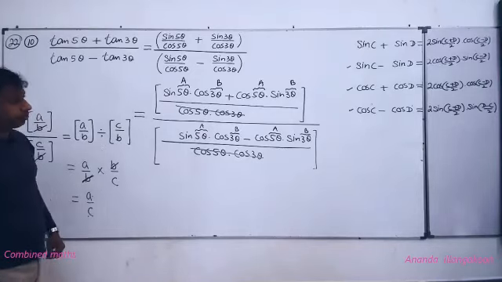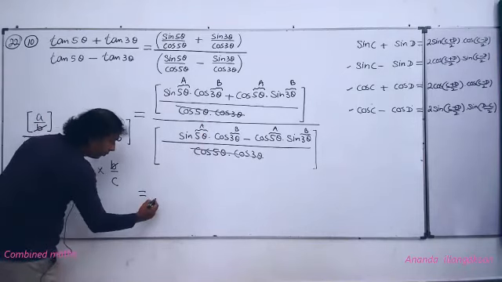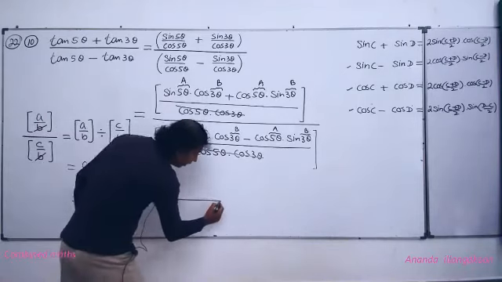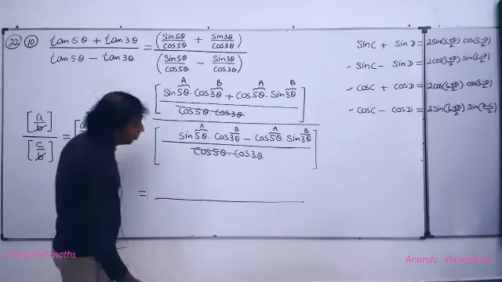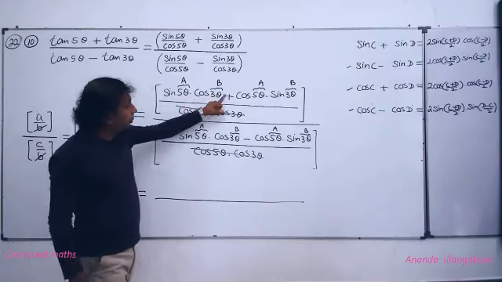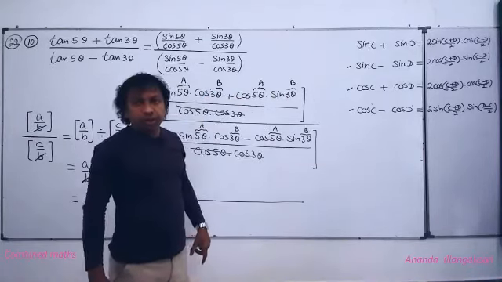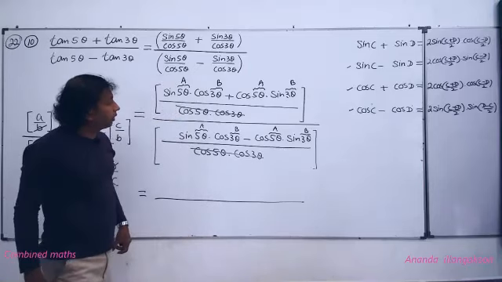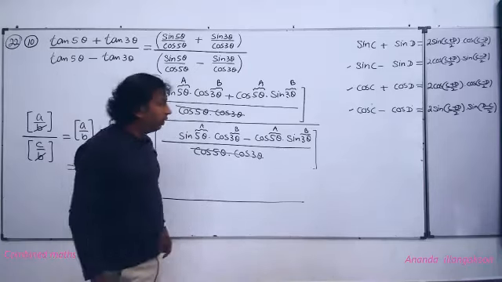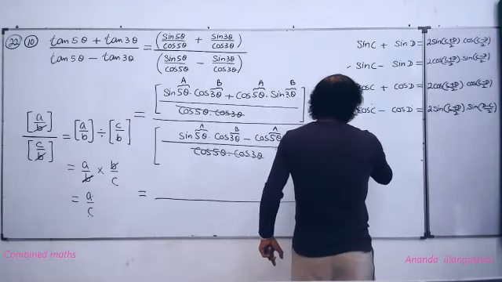Right. Now, here itself, I simplify another step like this. Now, remember this is what? Sin A cos B plus cos A sin B. People, sin A cos B plus cos A sin B comes from the sin A plus B formula.